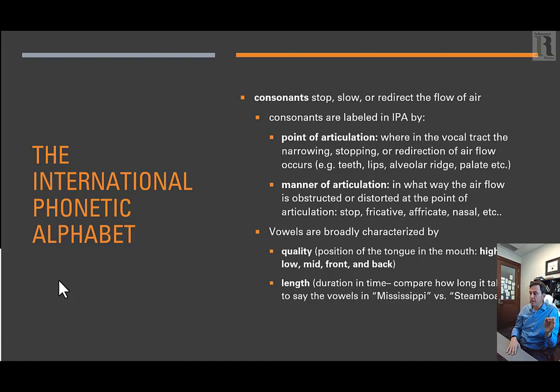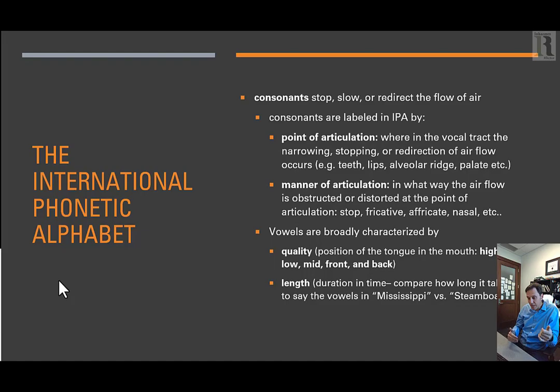All right, so that's the quality of the vowel. Front, back, high, low, mid. Mid vowels, kind of mid. All right, length. That is how long it takes to say the vowel. So you have long vowels and short vowels. Now in English, long vowels and short vowels also have a different quality. So we talk about a long A versus a short A, as in hate versus hat.